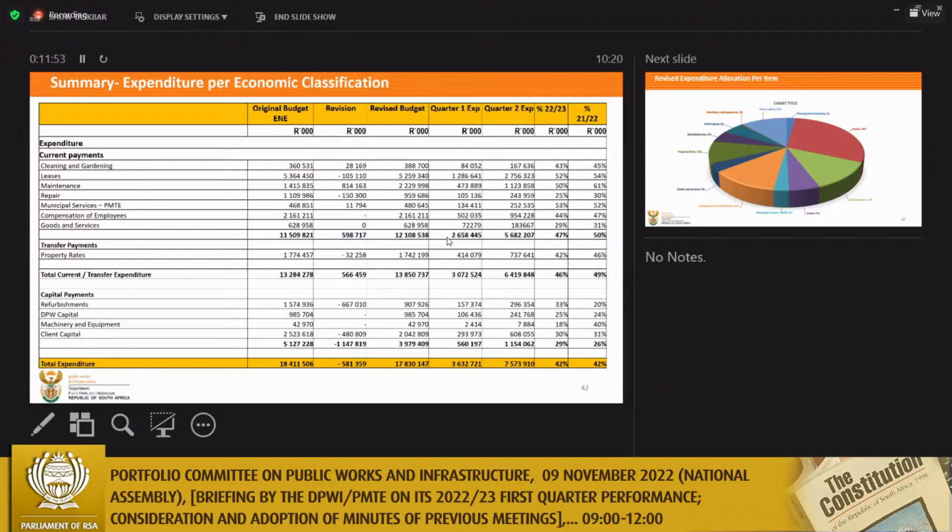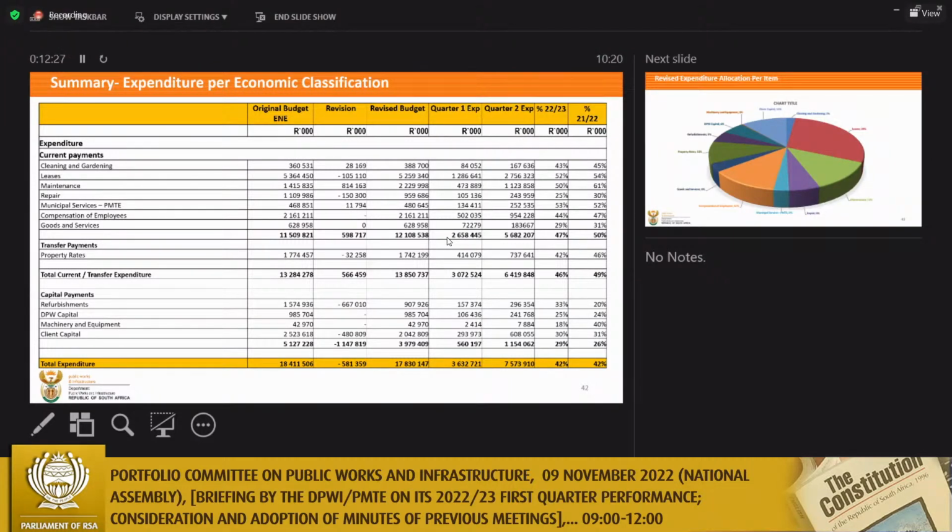I must say, Chair, that's where there is also a huge concern because that links to infrastructure spending, where basically we only spend 9% in terms of the percentage. Then on municipal services, the budget was 468 million and we spent 134 million. On compensation of employees, the budget is 2.2 billion. We only spent 502 million.